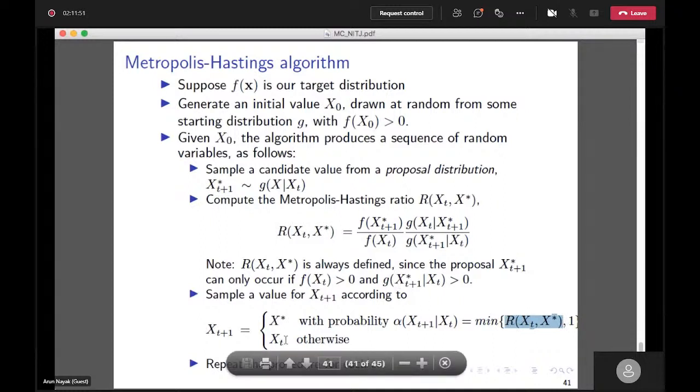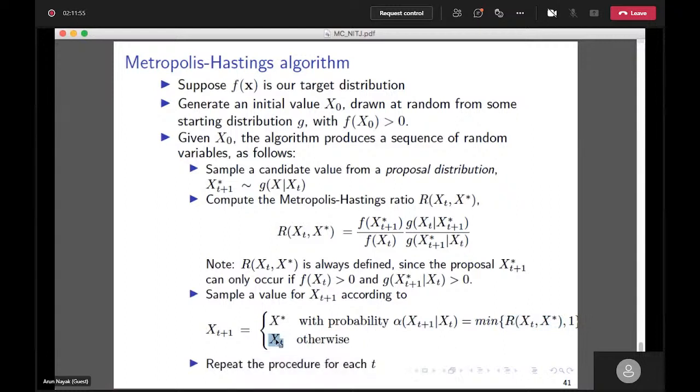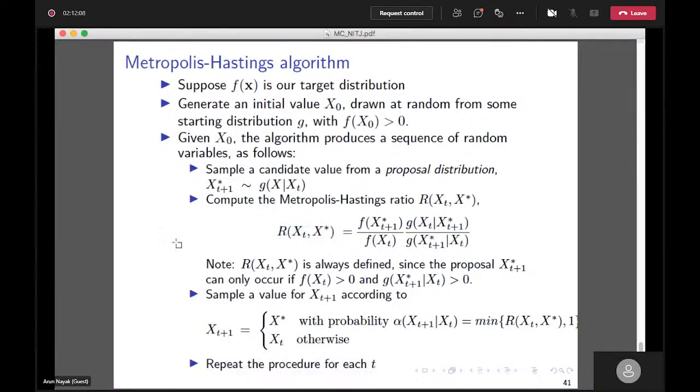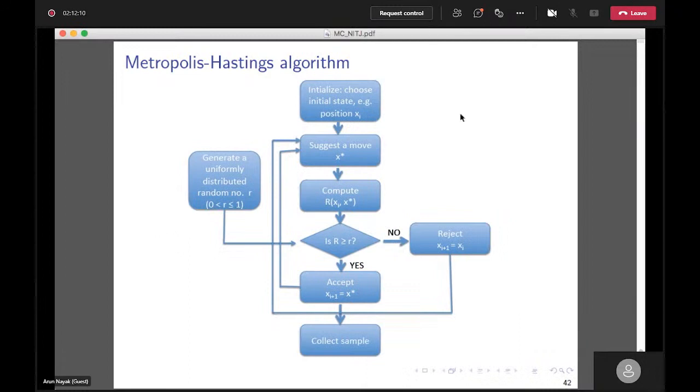Otherwise, you just retain the previous number. That means you reject the next number, keep the same number, and then again draw a next number to compute the r. Okay, so you keep repeating this procedure. So I made a flow chart for this algorithm.